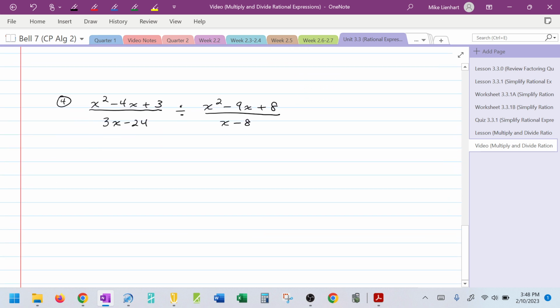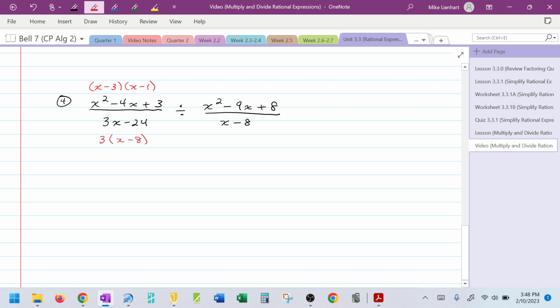All right, and this last one, I tried to make it a little bit more challenging. Let's take a look here. So I notice it's division. I'm thinking keep, switch, flip, but I got a bunch of factoring to do. So let's start on the top part here. Goal number is positive 3. Middle term is negative 4. I know this will factor to x minus 3 and x minus 1. On the bottom, I have a GCF. So this will factor to 3 times x minus 8.